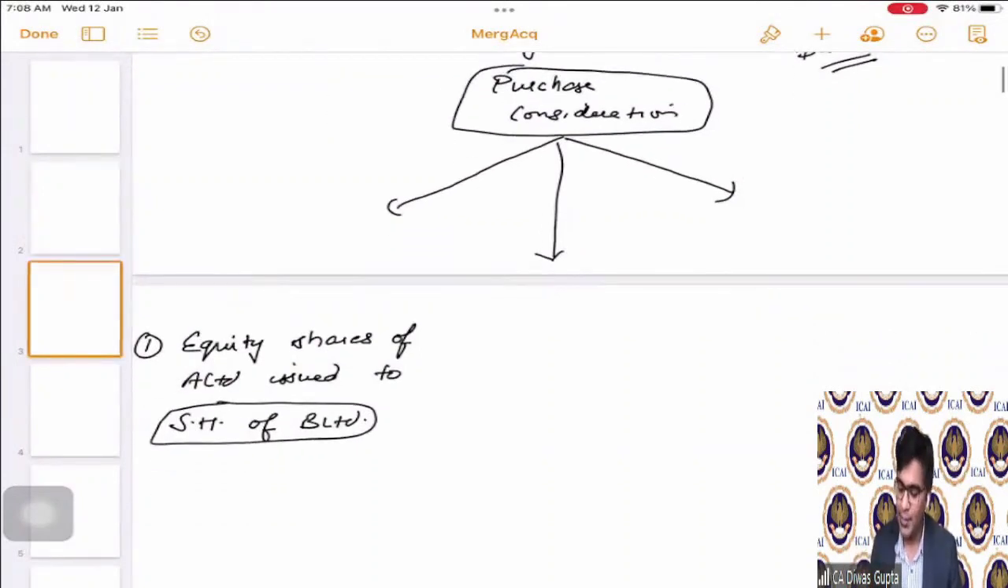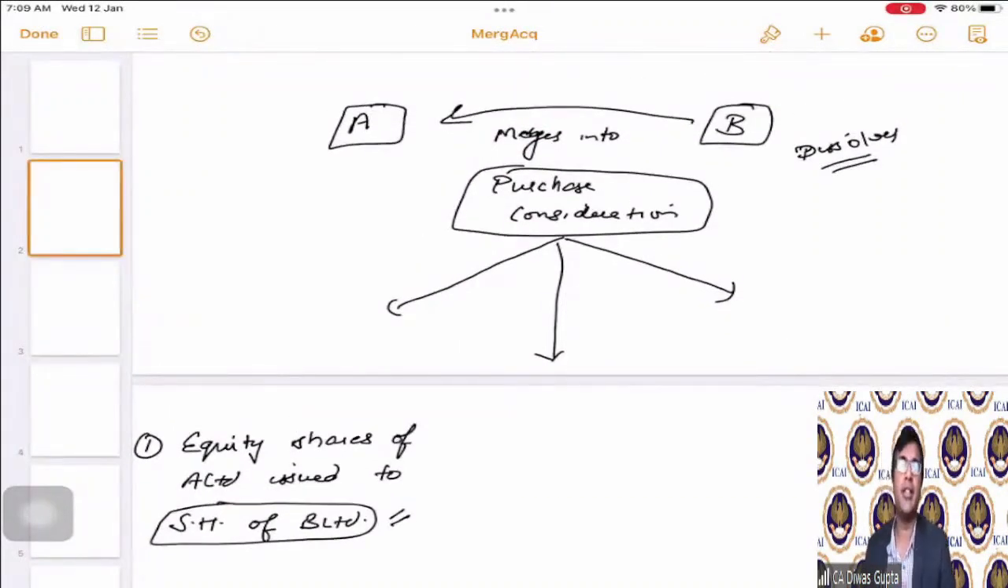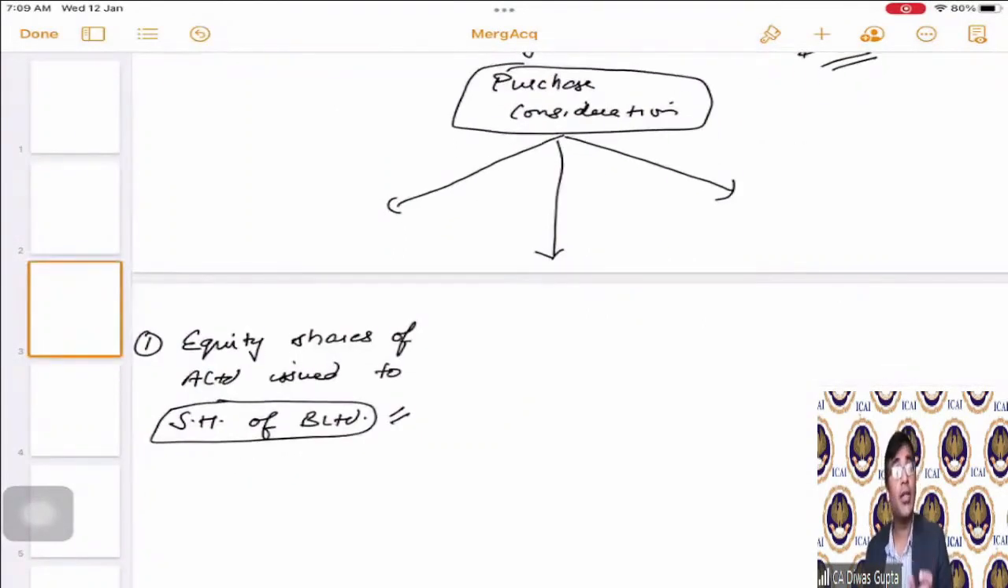So please keep this point in mind, because this point would be very relevant in most of the practical questions that we will be solving. We have to always see that the shares are issued to the shareholders of B Limited, which is getting merged into A Limited. Okay. And equity shares of A Limited will definitely be issued, because going forward, A Limited is going to sustain. So this is one. Second is cash payment, simple.